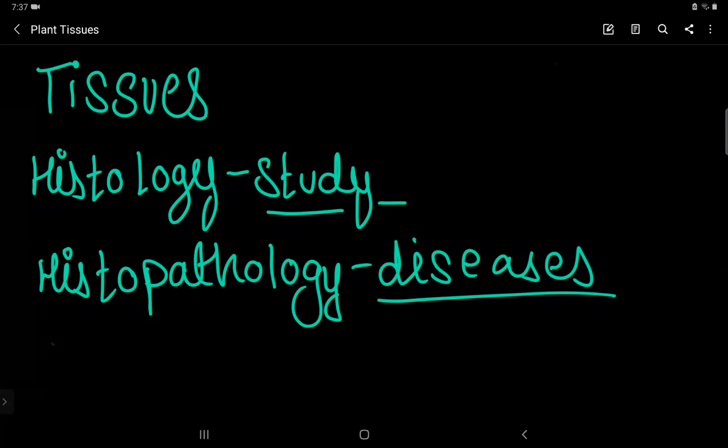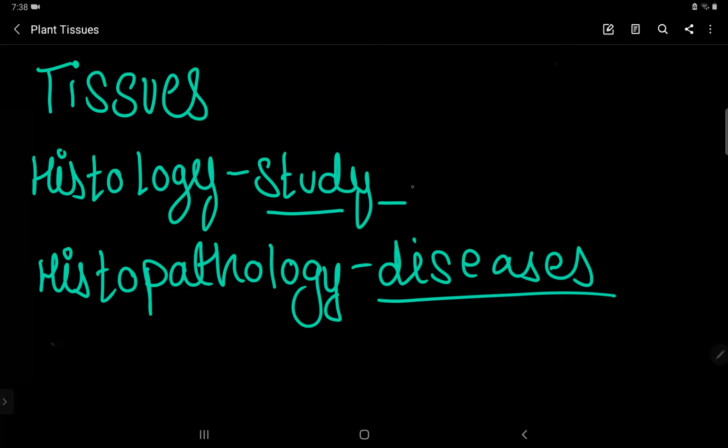A tissue is an organizational level between the cell and the organ. It is an ensemble of cells, not really identical, but having the same origin and performing the same function. Histopathology is the study of diseases that occur in the tissues, and histology is the study of tissues.